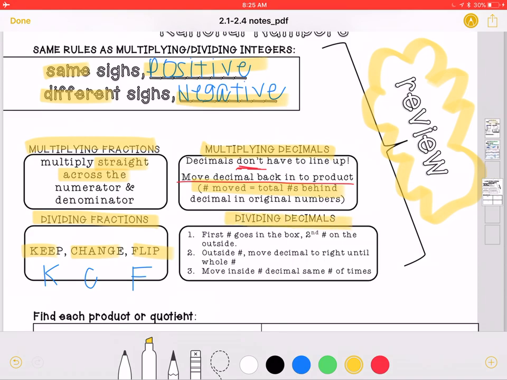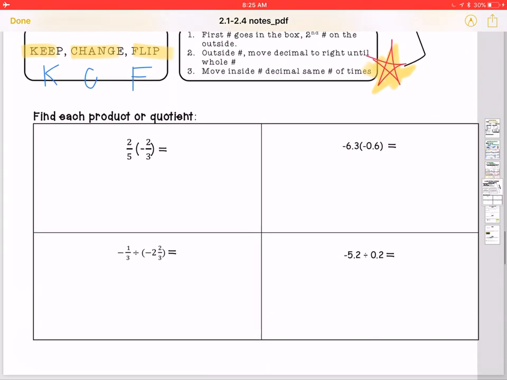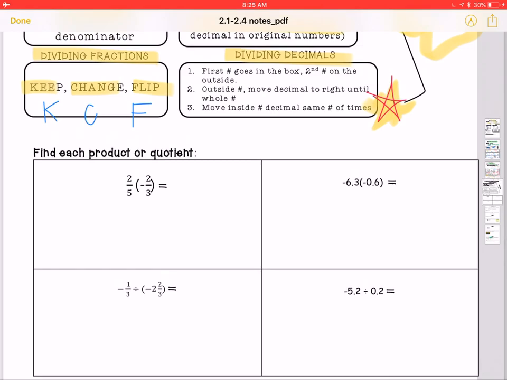And then dividing decimals. The first number goes in the box, the second number is on the outside. The outside number, we have to remember to move that decimal until it's a whole number. And then we'll also move the decimal inside to keep it consistent and the same. Again, you probably need to see it to remember if you forget. So we'll review that as well. Let's review those skills, put them into practice, but also pay attention to our signs as well. So we're going to do it all at once.